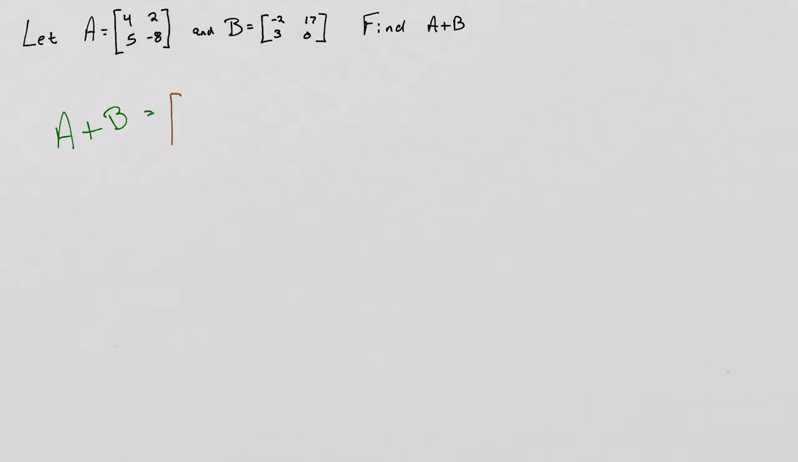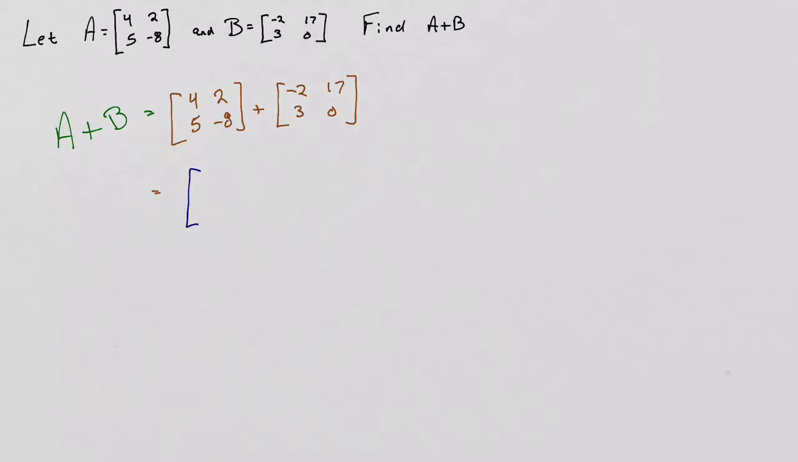We're going to have the matrix of 4, 2, 5, and negative 8 plus negative 2, 17, 3, and 0. Now when we add our matrices, we're just going to do element by element. So my A sub 1, 1 right here, we're going to add that to my B sub 1, 1. And it's going to give us the same size matrix.